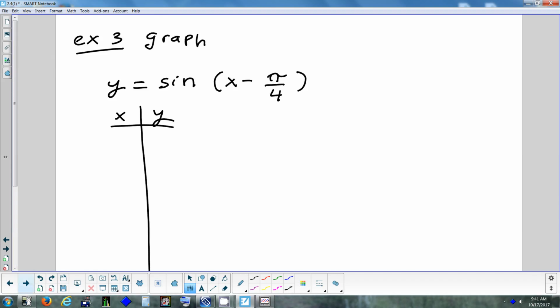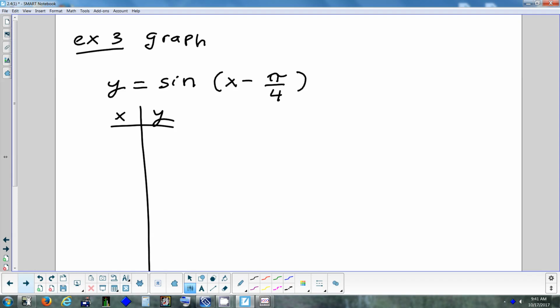And where is the subtraction? In, exactly. Anytime it's in the parentheses, adding or subtracting, that's a phase shift. This is totally different. We'll talk about that tomorrow. That's not a phase shift.